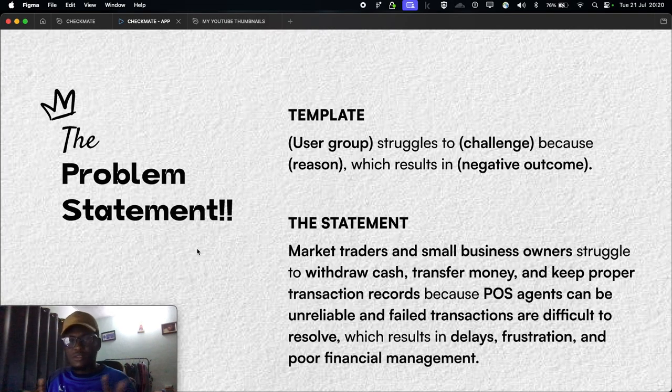And there's a template that I've created, or it's not even that I've created, it's there, right? So that you can always use it to create a problem statement for yourself from a brief. So how do you create a problem statement? This is the template. Number one, user group. That is, who are the users? User group struggles to, then their challenge.